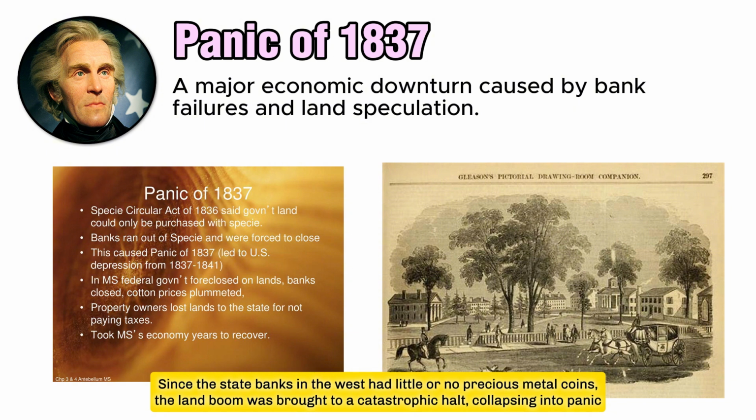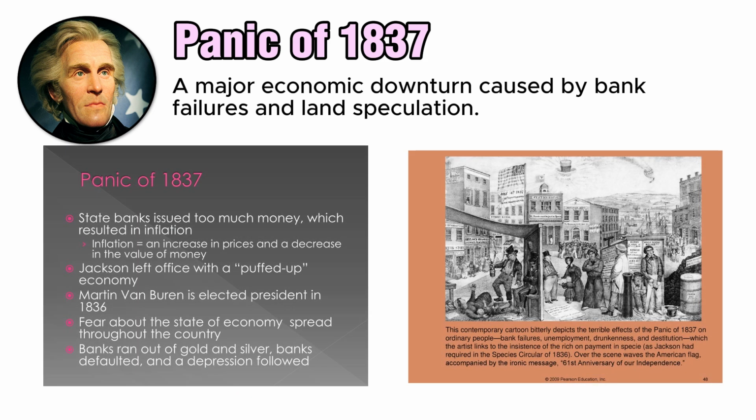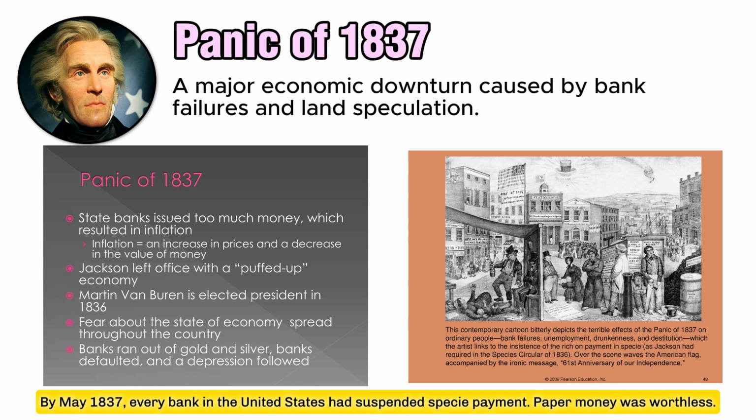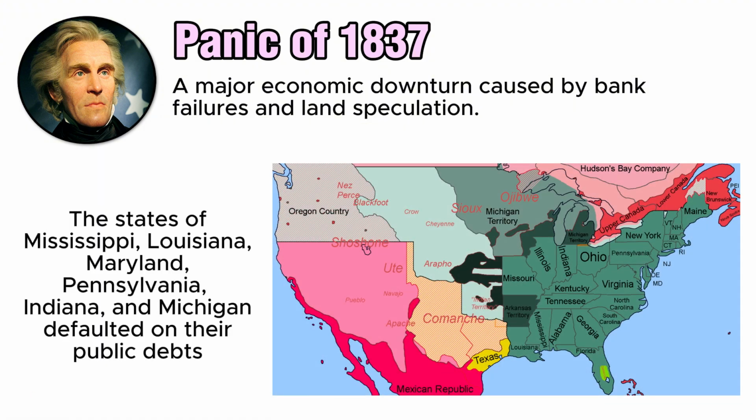Since the state banks in the West had little or no precious metal coins, the land boom was brought to a catastrophic halt, collapsing into panic. There was no hard money left for state banks, and the entire U.S. banking system came crashing down. By May 1837, every bank in the United States had suspended specie payment. Paper money was worthless. The states of Mississippi, Louisiana, Maryland, Pennsylvania, Indiana, and Michigan defaulted on their public debts, undermining U.S. foreign credit for a very long time.